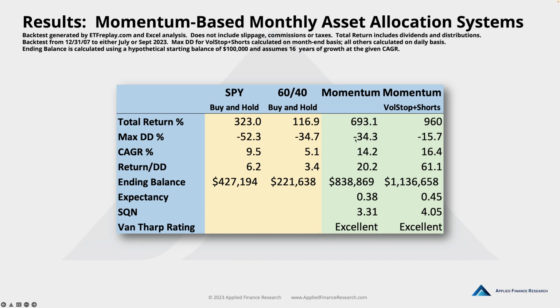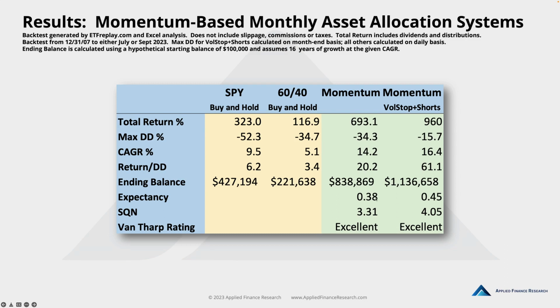drawdown of minus 34.3. The S&P's CAGR was 9.5%, while our system had a compounded annual growth rate of 14.2. The S&P had a return to drawdown ratio of 6.2, and the momentum system 20.2. Ending balance down here, this uses a hypothetical starting balance of $100,000 and assumes 16 years of growth at the given CAGR. And for the S&P 500, our 100,000 turned into 427,000. For the system, our 100,000 becomes 838,000.